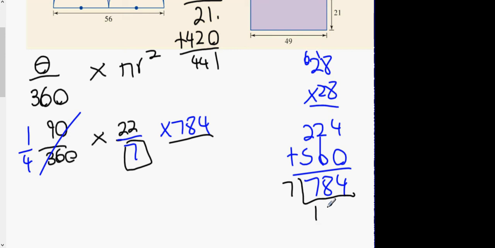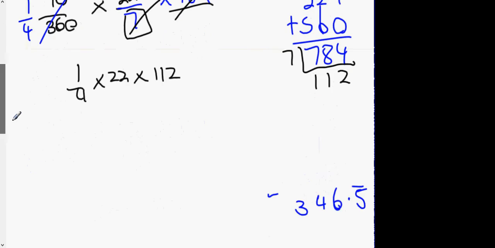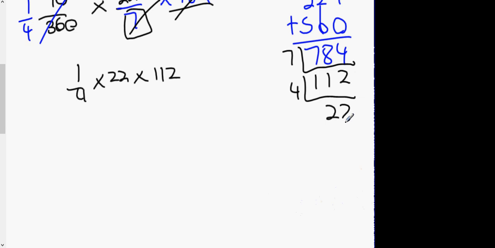112. Now it's going to be a quarter times 22 times 112. And what is it this time? What's 4 into 112? 4 into 112, anybody? It's going to be 28. So now you're going to be left with 28 times 22. What is 28 times 22?